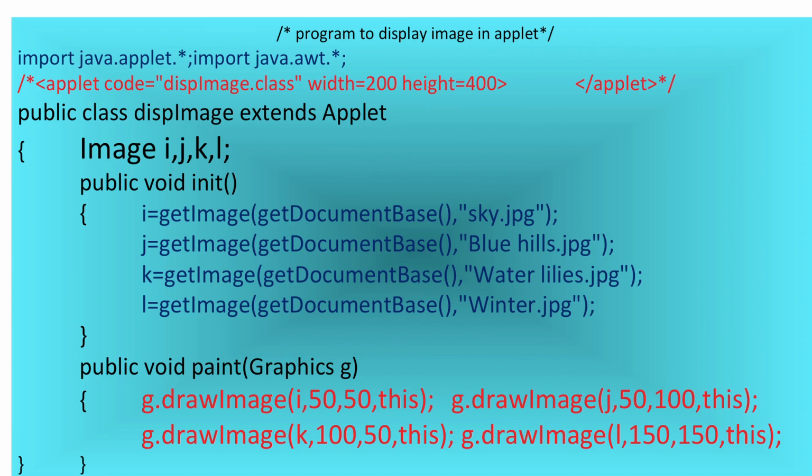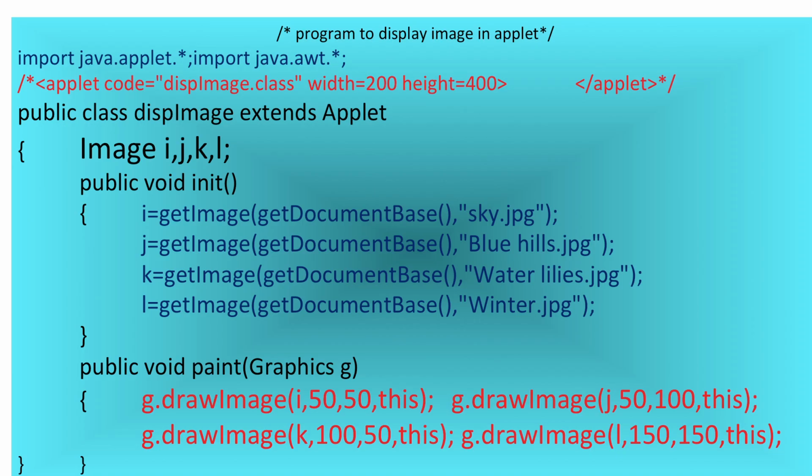We have defined I, J, K, L as 4 objects of Image, and the same statements are here also, public void init. Inside this init method we have I, J, K, L, the 4 objects defined, and we will write getImage here. So here you can see getImage, getDocumentBase, first .jpg file, and in the same way J equals to getImage, again getDocumentBase, second file, third file, fourth file. This way we have 4 objects and 4 image files we are adding here, and then public void paint Graphics g.